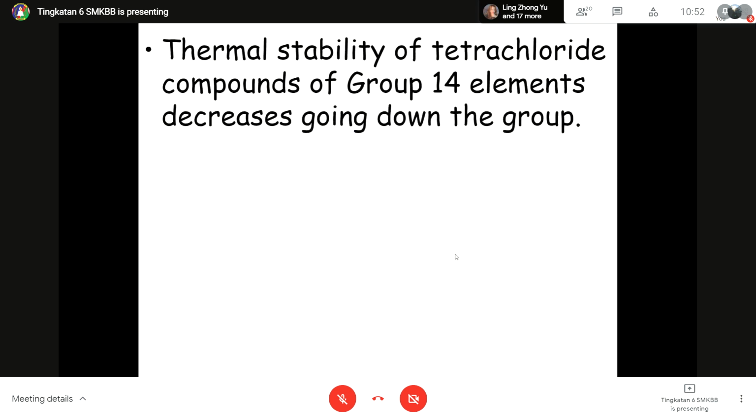Okay, thermal stability, that means it is very stable on top and yet becomes less stable going down the group. Or in terms of decomposition, the one on top maybe doesn't decompose, the one below decomposes easily. That's the meaning, thermal stability decreases going down the group.